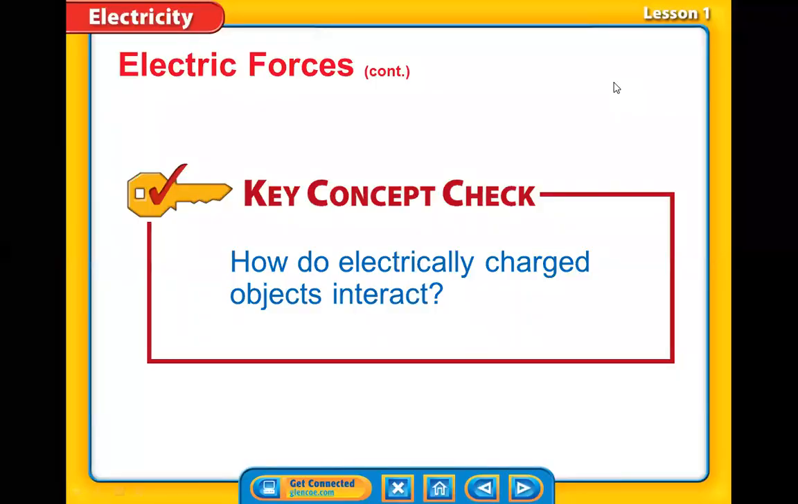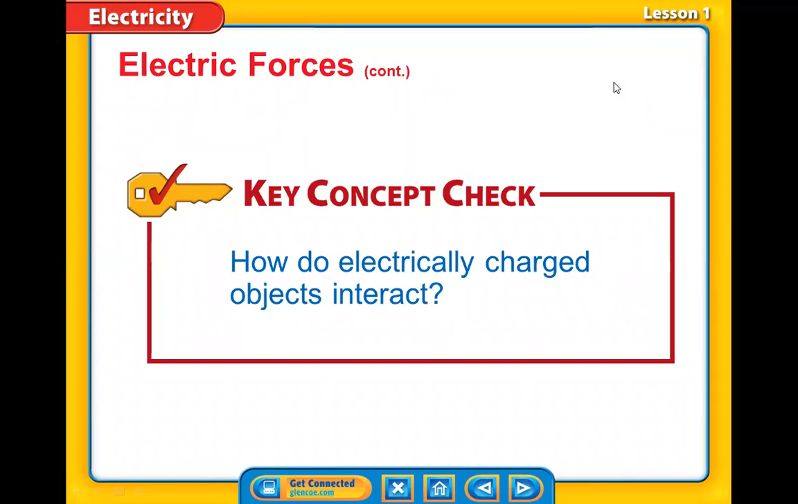In this lesson, we are going to know more about electricity and study the second key concept in this lesson. The first one that we studied yesterday: how do electrically charged objects interact with each other? We said that they can be positively charged or negatively charged. When they have opposite charge, they are going to attract each other. If the objects have similar charges, they are going to repel each other.